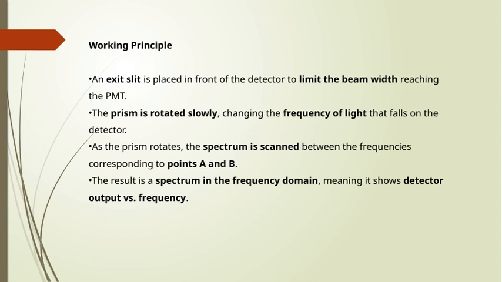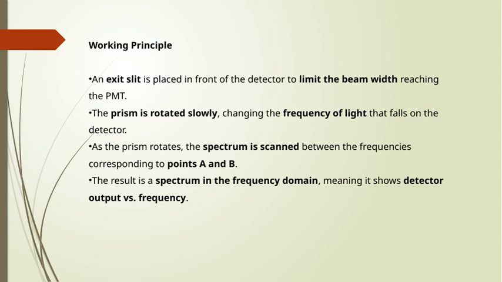As it turns, it changes the angle at which light passes through it, effectively altering the frequency of the light that hits the detector. This rotation allows us to scan through a range of frequencies systematically. As the prism rotates, it causes the spectrum to be scanned between 2 points, labeled A and B on the slide. These points represent the boundaries of the frequency range we're interested in. So, by moving the prism gradually, we're effectively sweeping through different frequencies.